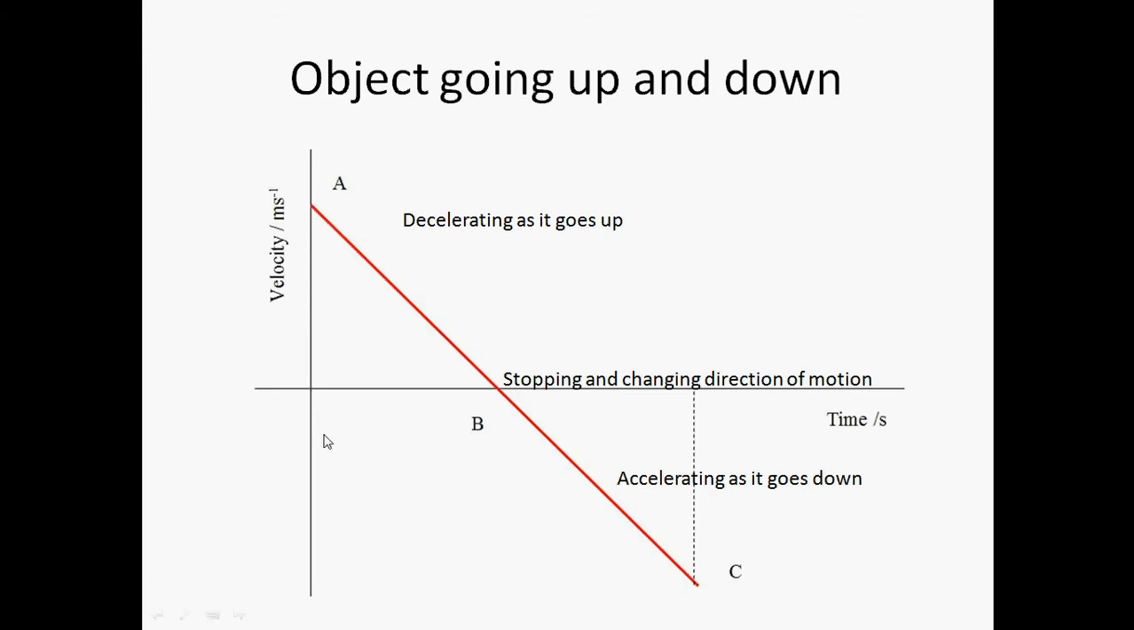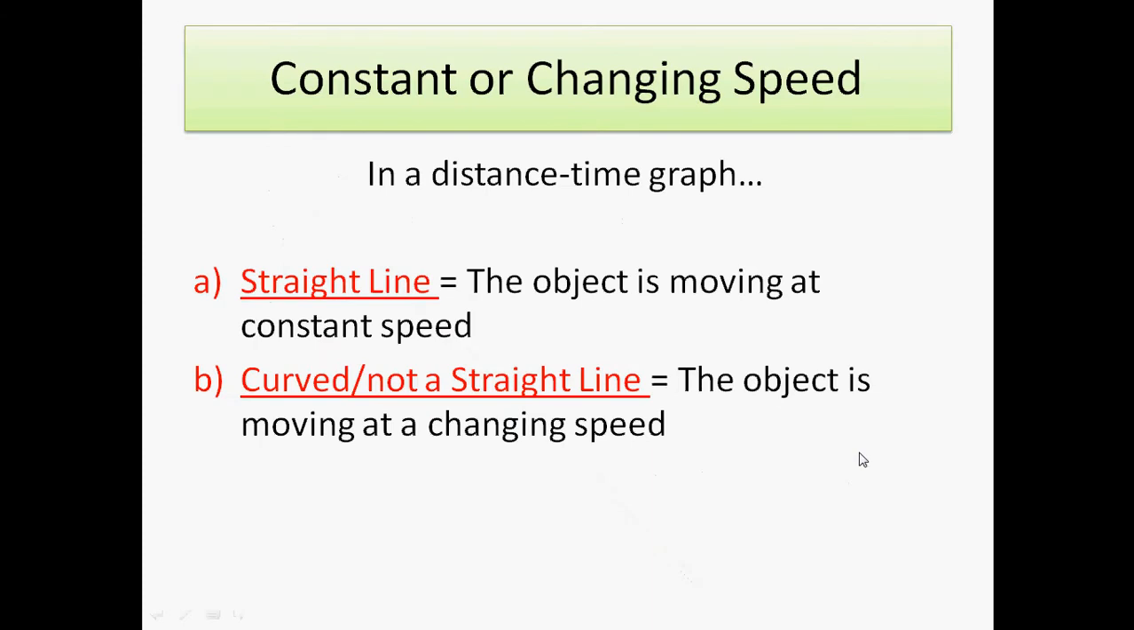Velocity is getting bigger and bigger in terms of numbers, more and more negative, but that means that it's just accelerating in the opposite direction to the motion, okay? Now, how do I know if I have constant or changing speed in a distance time graph or even in a velocity time graph? I could have put that as well.